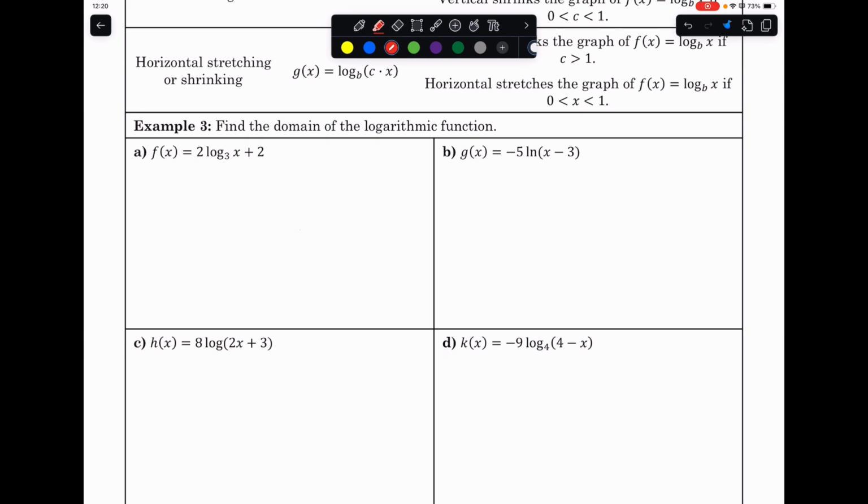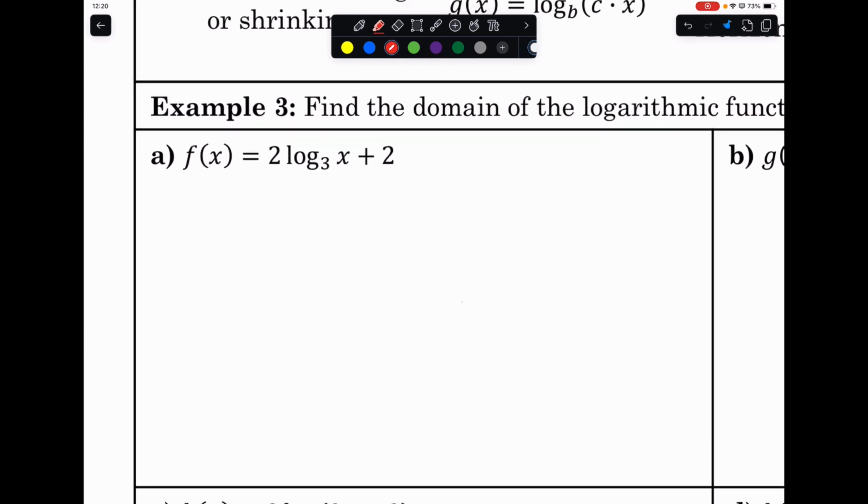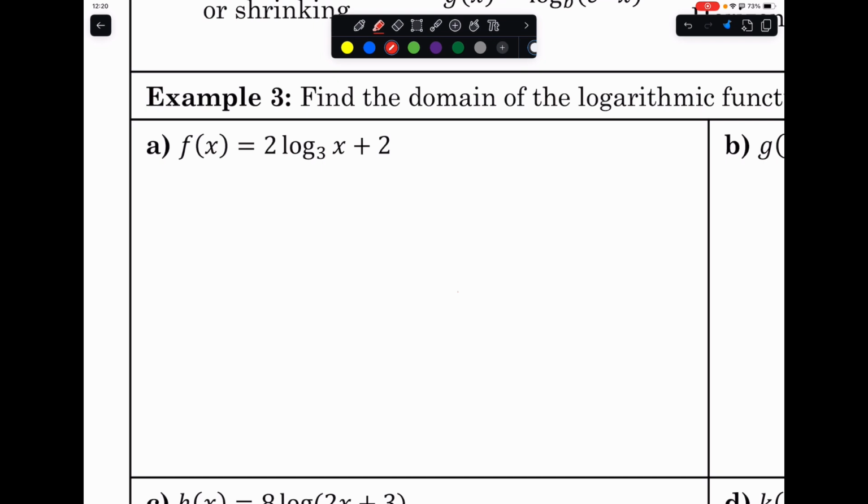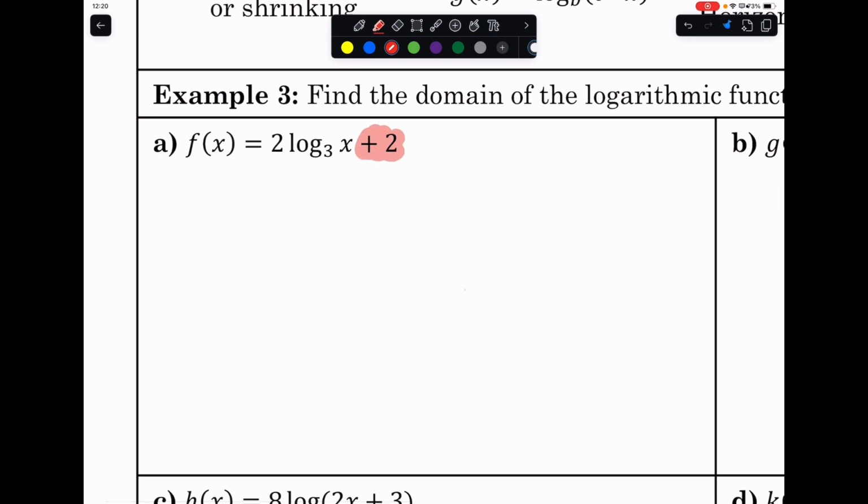Now let's look at example 3 and let's find the domain of the log function, and of course let's review some of the other characteristics as well. Let's focus on the domain first. So let's look at example A. Notice again that we have this plus 2, but because the plus 2 is not being grouped with the x in parentheses, that means that this is going to be a vertical shift, and this is going to shift the graph of y equals 2 times log base 3 of x 2 units up. That's what the plus 2 is going to do. So it does not affect the location of the vertical asymptote.